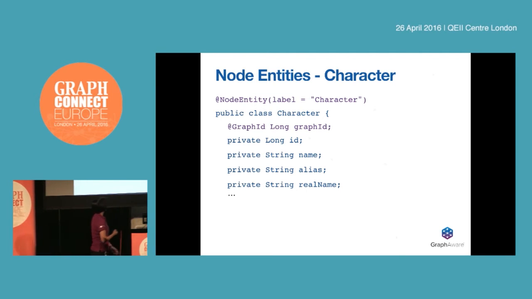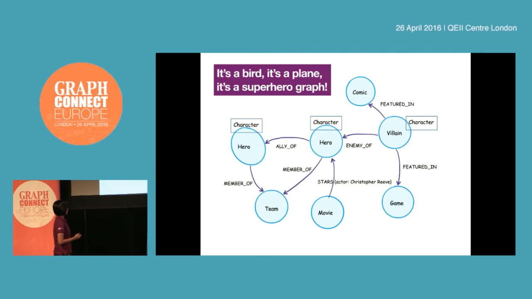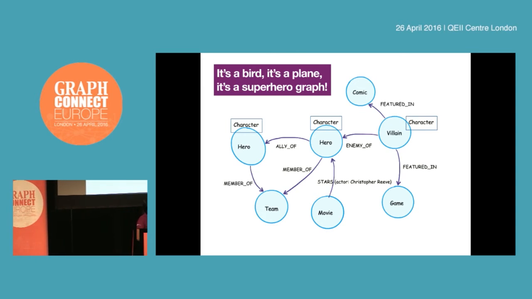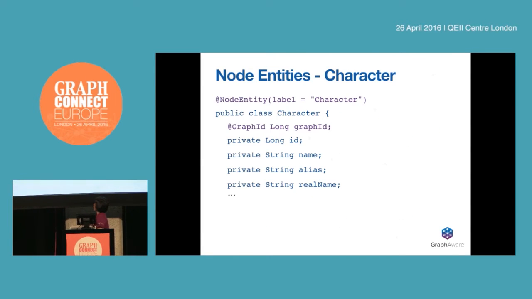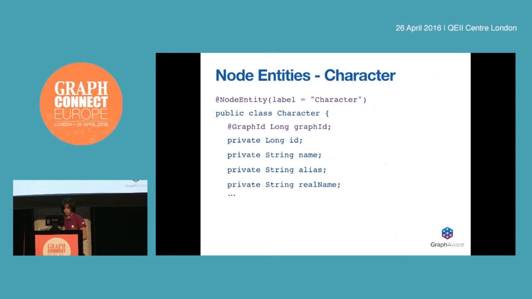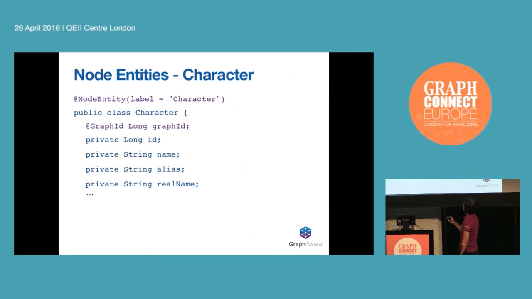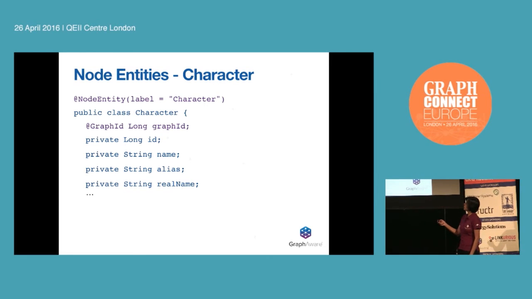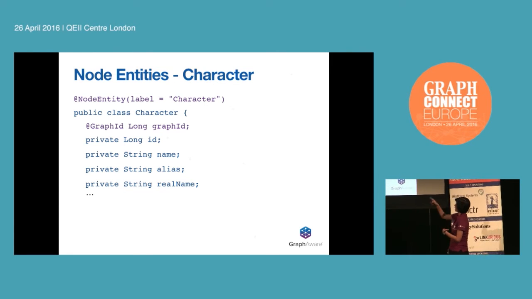The most important node that we have in this entire graph is really the character, because everything is connected to the character. So this is a portion of the character class where what you see is, of course, the fact that it's called character. And then you've got this annotation called node entity with label equal character. Now, that's optional. If you don't have the annotation, we will still know that character represents a node, and we will assign to it a label called character. The annotation is there in case you want a different label.